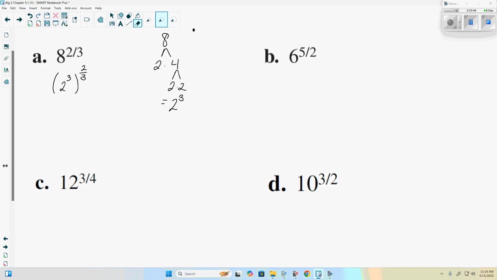Powers of powers do what? Multiply, yes? So 3 times 2/3, well, we could say that is 6/3, or well, 6/3 is just what? 2, yes? 2 squared is? And I believe the calculator also told you that 8 to the 2/3 is 4.